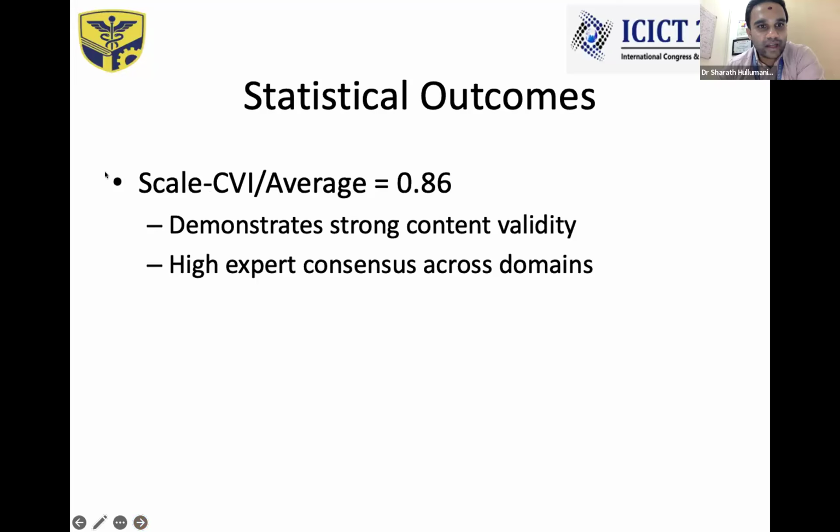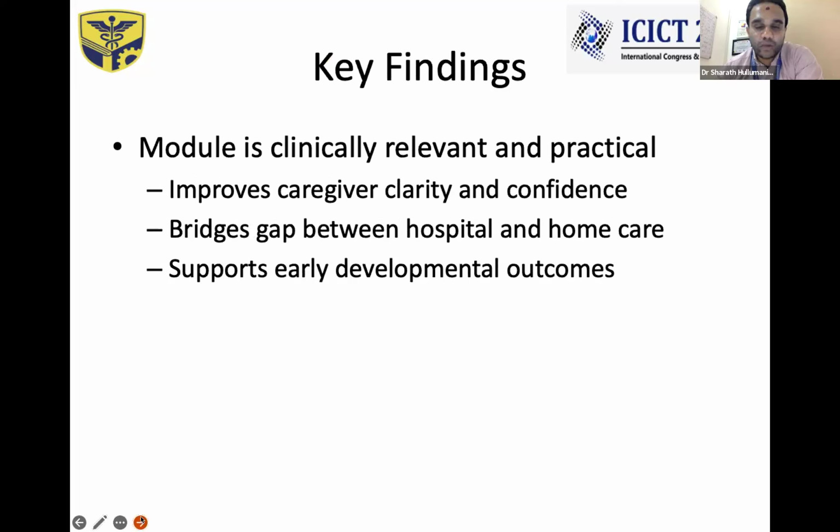Coming to the statistical outcomes, what exactly we got: the average score for CVI was around 0.86, and this demonstrates strong content validity and also high expert consensus across all the domains except the second and tenth domain. These are the two domains where the conflict came from the experts.